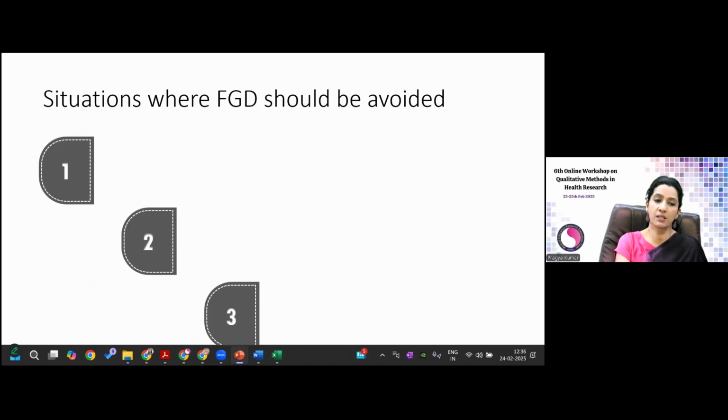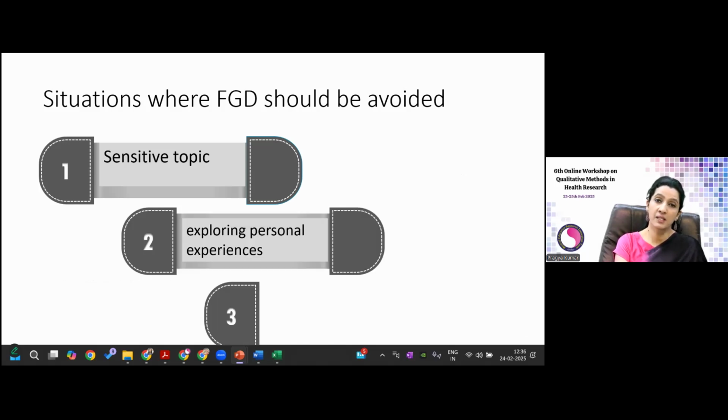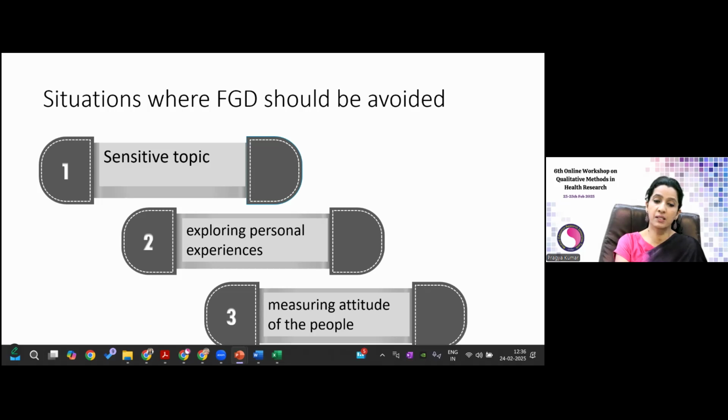These are situations like if it is a sensitive topic where the people are not comfortable talking openly, or something related to stigma, or their personal experiences, like phenomenology and narrative, which we have seen. If something is related to those personal experiences, then you should not do FGD, because then the people will not come up, and the social desirability bias, which you were talking about, will come into play. So I think that's there with the FGD.